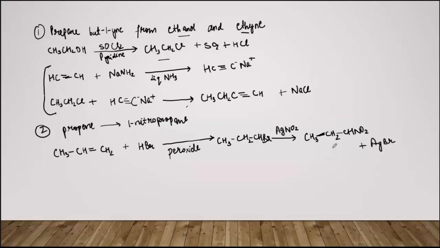Okay? Now, we shall do one more conversion today. Now, the third one says we have to convert ethane to bromoethene. That means we have to bring in a double bond and we have to get the bromine atom also. So how to get this?